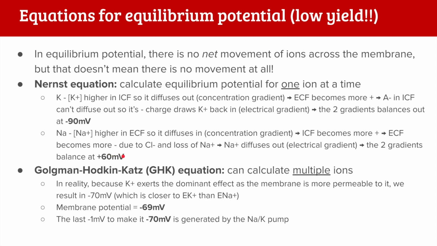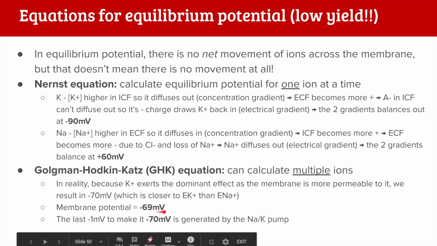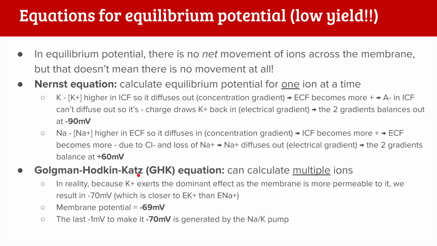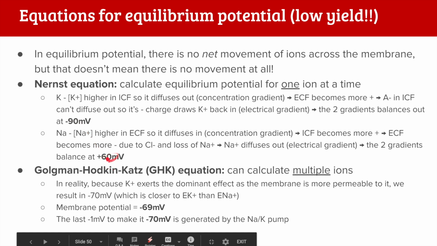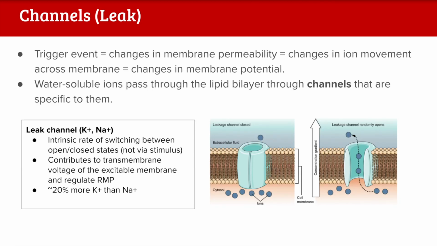As we see with the other equation, in reality the membrane potential is negative 69 millivolts. This is because, like we said before, there are way more channels for potassium in the cell membrane, so it exerts a dominant effect. Our real, true membrane potential is way closer to negative 90 than positive 60. It's negative 69 because potassium has more effect. And remember how the resting membrane potential is actually negative 70? That's because the last negative 1 millivolt is contributed by the sodium-potassium pumps.